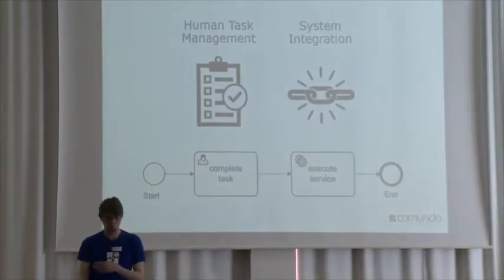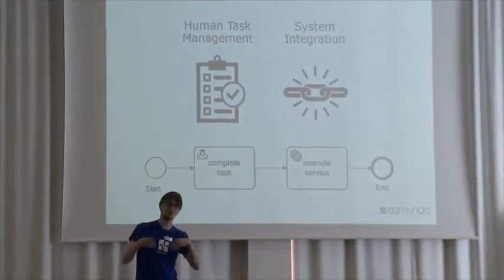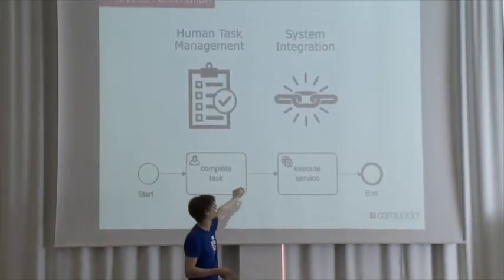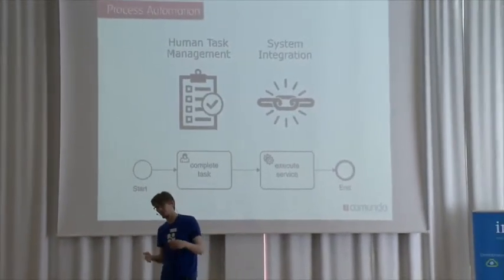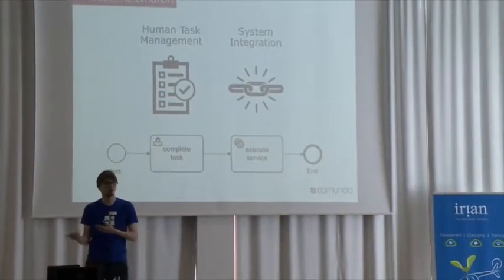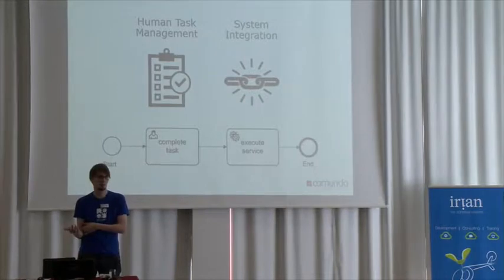So if you're talking about process automation, what we're talking about is human task management, user tasks. That was the approval step in our workflow. And what's sometimes called system integration or orchestration, like calling services.